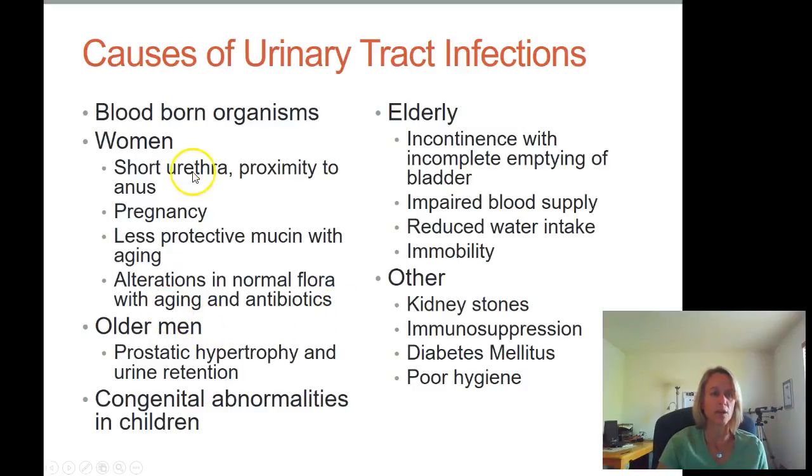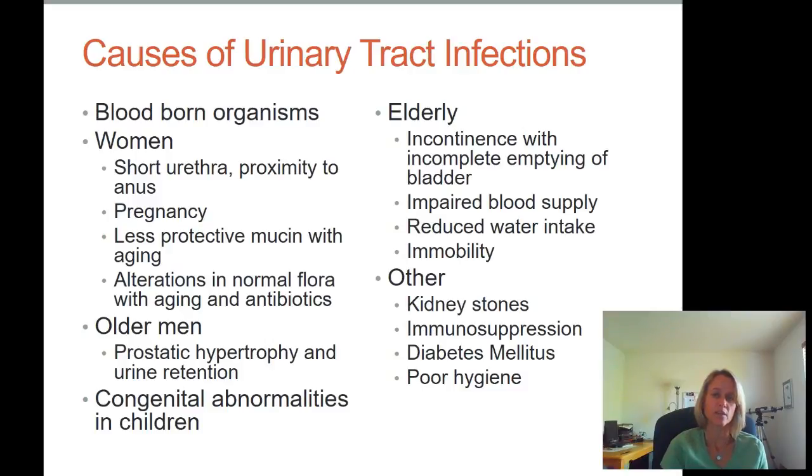In older men, the main cause is prostatic hypertrophy and urinary retention. So if we retain a lot of urine, we have less of that washout, and that's going to make older men more prone to UTIs. In children, this can often be caused by congenital abnormalities.